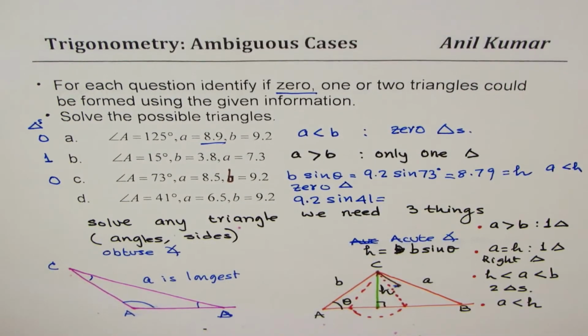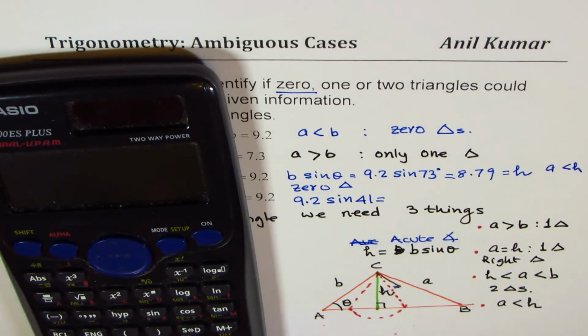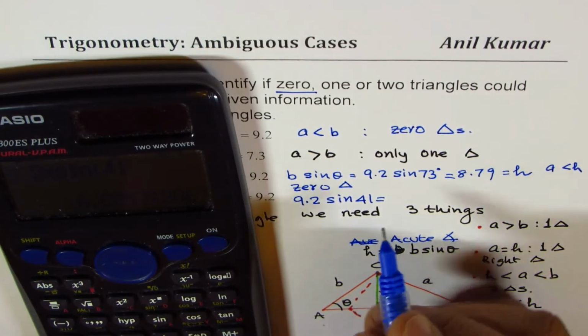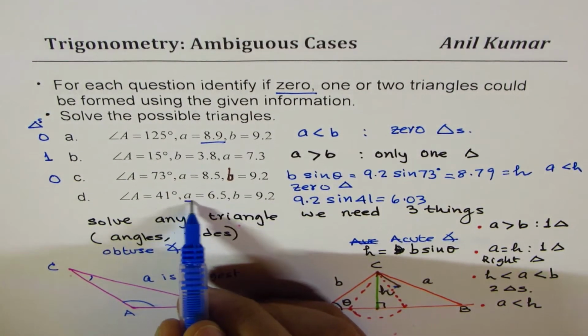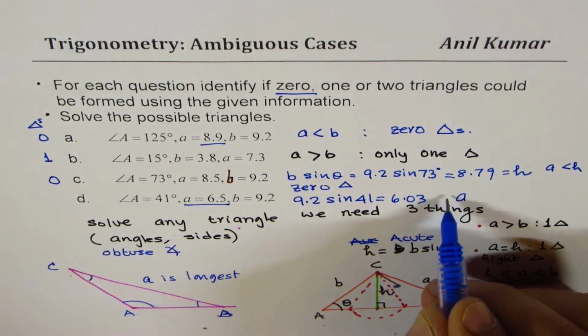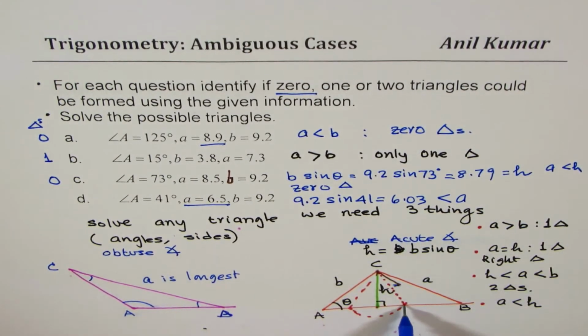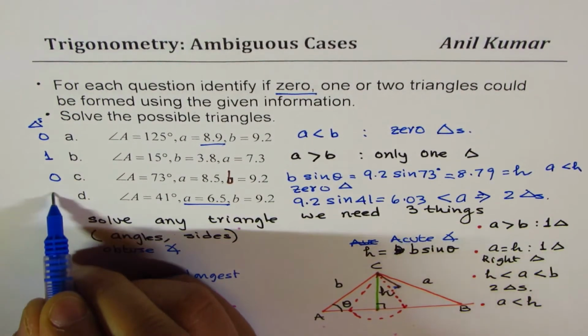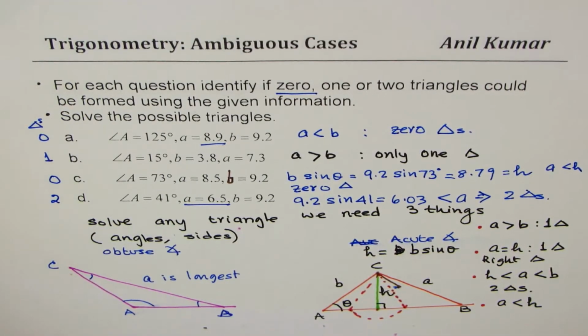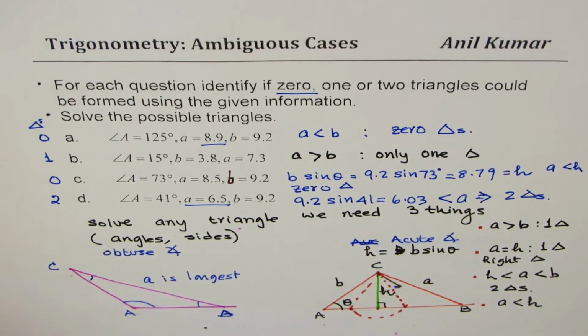What do we get? So if I do 9.2 times sine of 41 degrees, I get 6.03. Now clearly 6.5, that is A, is greater than 6.03, so we can form two triangles. So in this case we have two triangles. Is it okay? So we get two triangles in this case. Is that clear? So that is how we decide how many triangles can be formed. Now we do have two examples where the triangles are being formed. Now let us solve these two triangles.